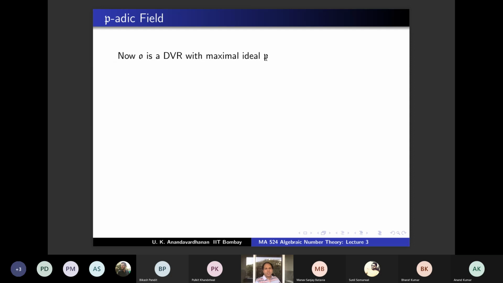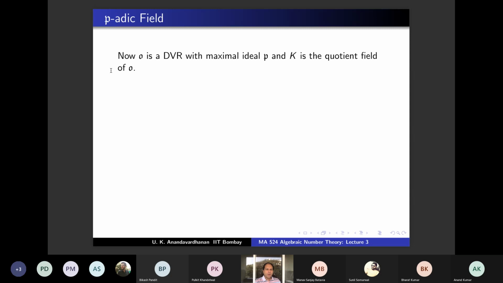Why am I using the notation P and not M? Because it's a DVR. In a DVR, you know that there is a unique non-zero prime ideal, and that will be the unique maximal ideal of the local ring. So I prefer the notation P instead of M, because the unique maximal ideal is actually the unique prime ideal.